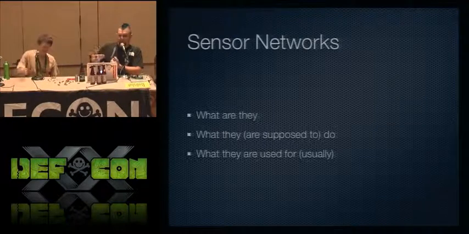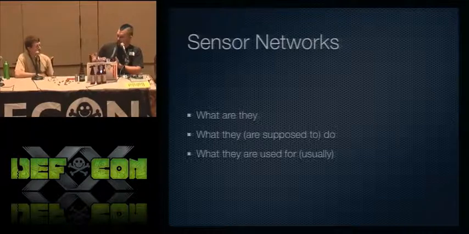They send stuff back in order to be interpreted by a central node, and that central node is usually a part of the sensor network itself. That's what they're supposed to do. What they're usually used for are industrial controls, manufacturing, tracking of equipment, things like that.